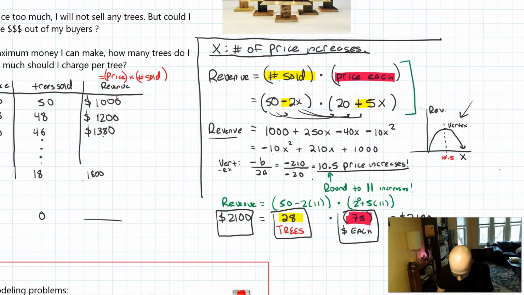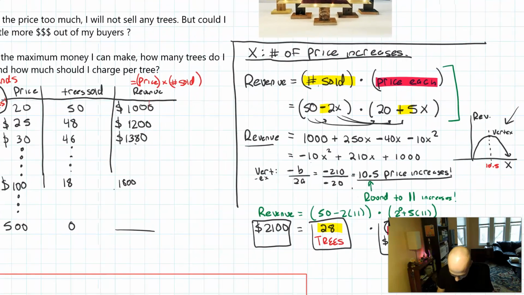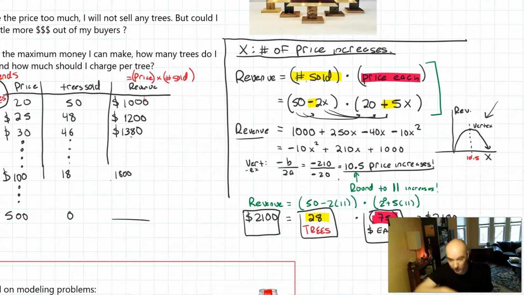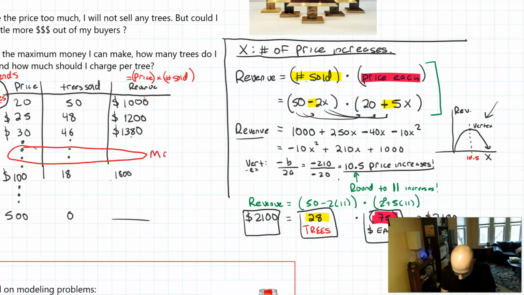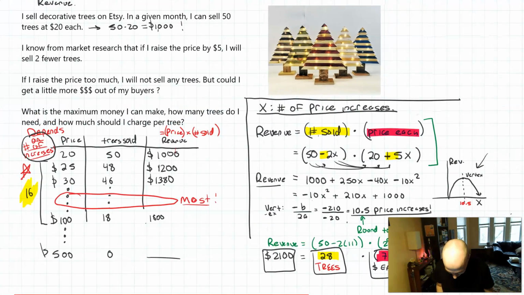So it turns out in my table, when I set the price at 100, I'd actually gone all the way past the maximum, right? It looked like I was still going up, but the most money can be made somewhere in the middle. And how do you prove it? You use that quadratic. So this is a really tricky type of problem.